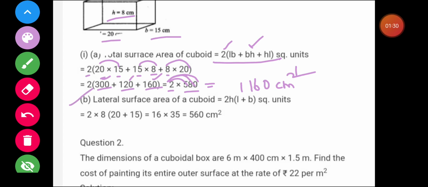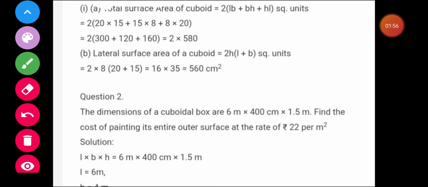Whether it is a square, we have to put the square unit, so it is centimeter square. Next, lateral surface area, the formula is 2 into H into (L plus B). Now 2, H 8, L 20 plus B 15. Now 20 plus 15 is 35. 2 into 8 is 16. Now 16 into 35, the value is 560. It is a lateral surface area, so we must put the square unit, that is centimeter square. And next, question number 2.